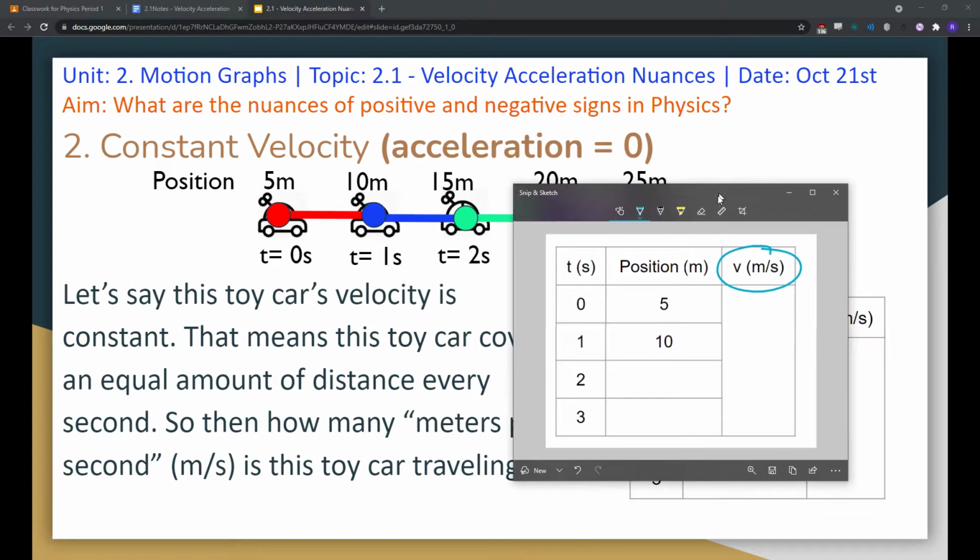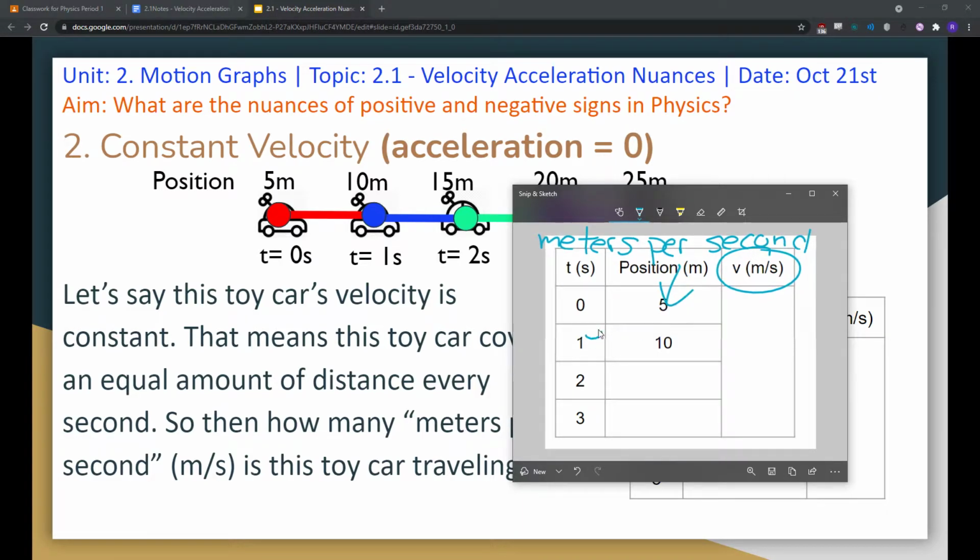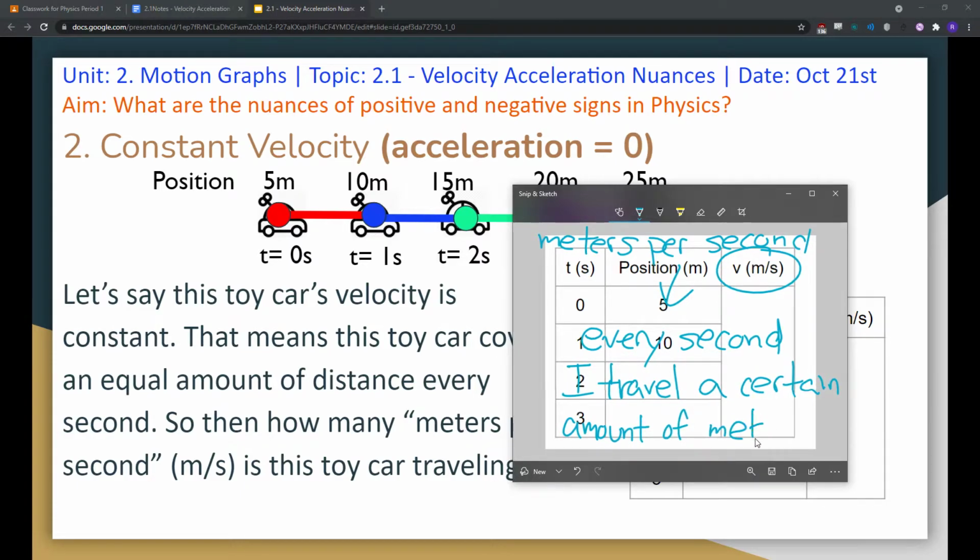If we take a look at this unit, velocity is meters per second. Well, then this means that every second I travel a certain amount of meters. Because that's what velocity is: meters per second, or every second I travel a certain amount of meters.